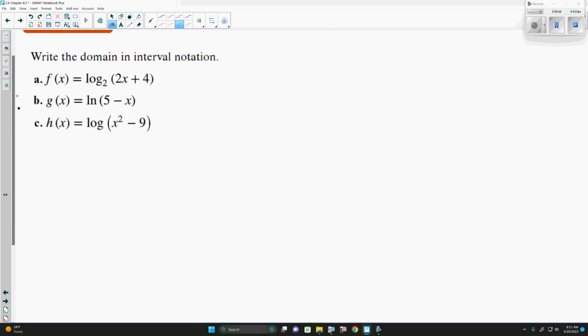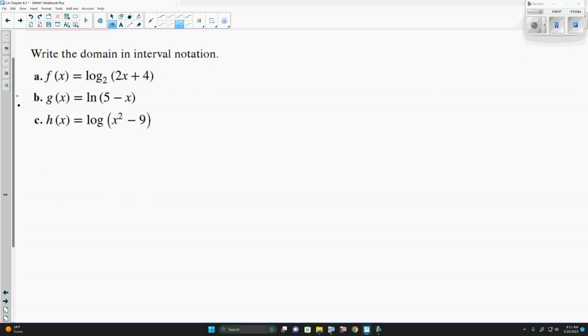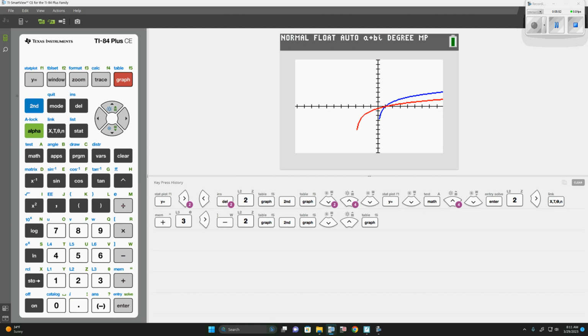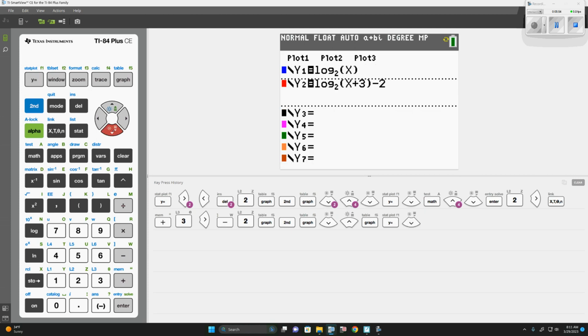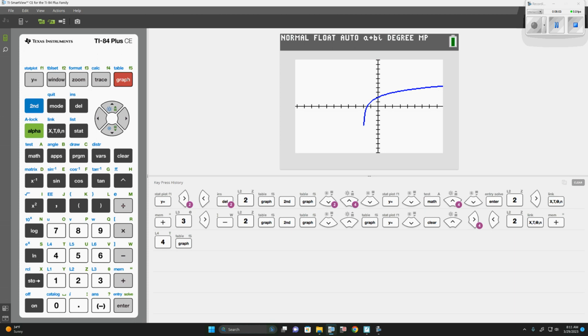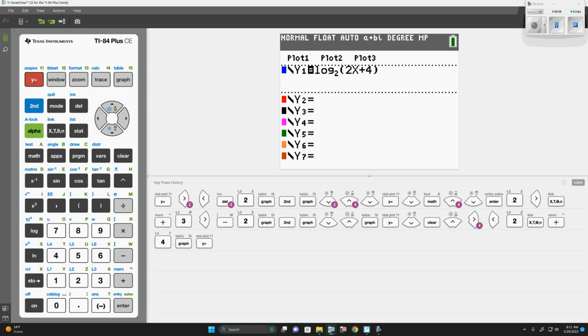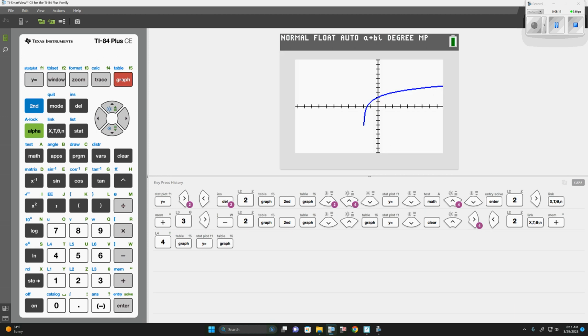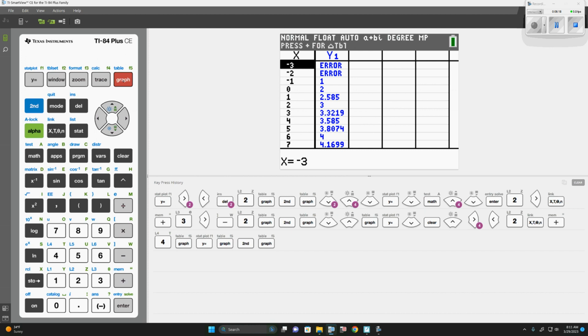Now for these here, we're just writing the domain in interval notation. So we can look at the first one, log base 2 of 2x plus 4. So one thing that can be helpful is graphing it. And we get this here. Log base 2 of 2x plus 4. Now, if we look at the graph, we do see that we're going to the right.